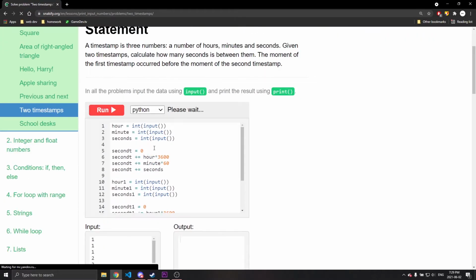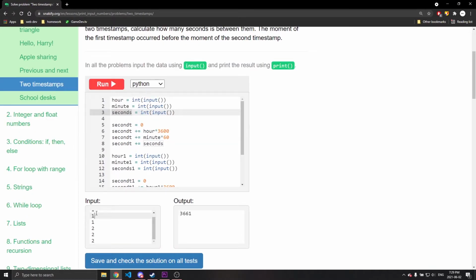Two timestamps. This one is a bit longer, so we're going to get the hours, the minutes, and the seconds. So 1 hour right here. So 1 hour, 1 minute, and 1 second. So to calculate the hours, we do our formula. So we have a seconds total. So we convert all the hours and minutes into seconds, and then add them up into the seconds total.